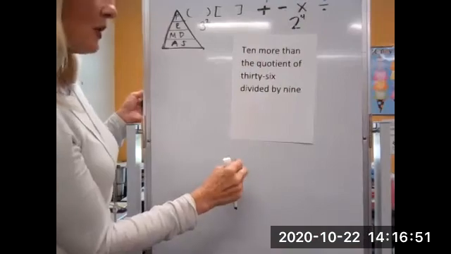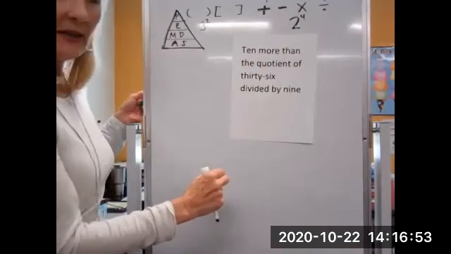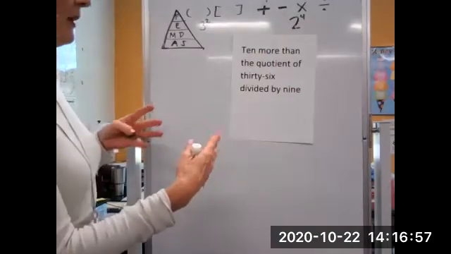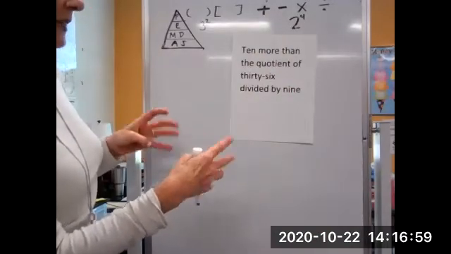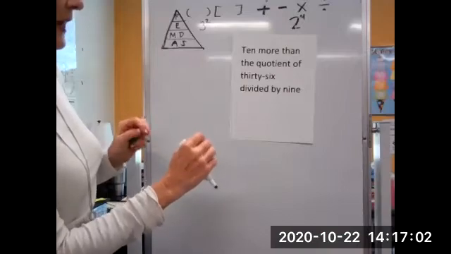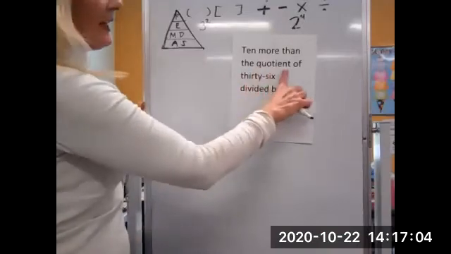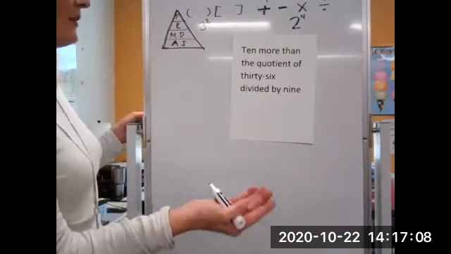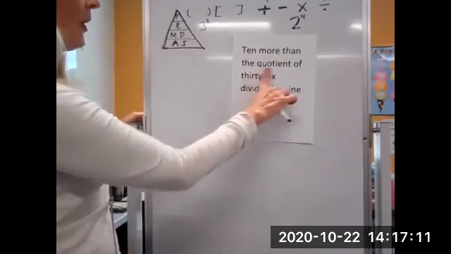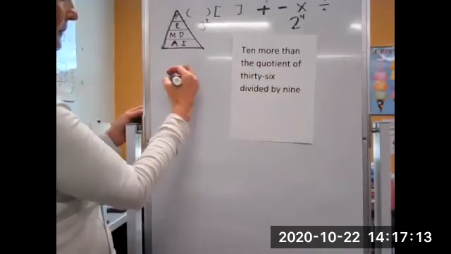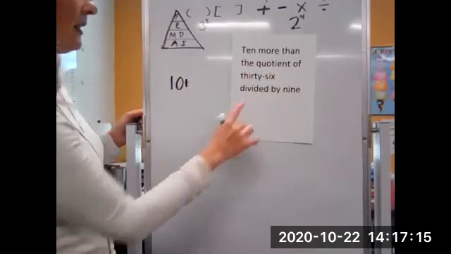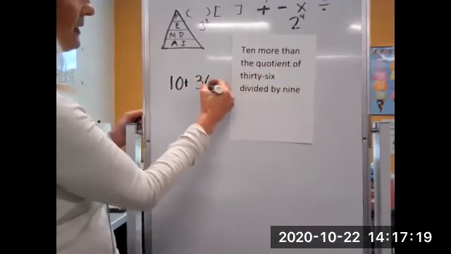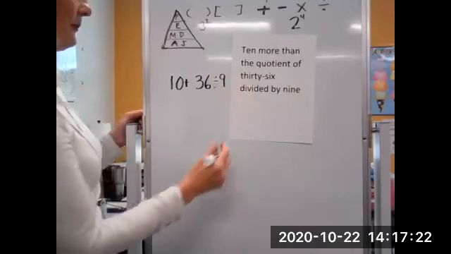10 more than the quotient of 36 divided by 9. So I'm adding some 10 more than a certain amount. And the amount I'm adding 10 more to is the quotient of 36 divided by 9. You're going to need to know that quotient is the name of the answer you get when you divide. So I'm going to have 10 plus the quotient of 36 divided by 9.